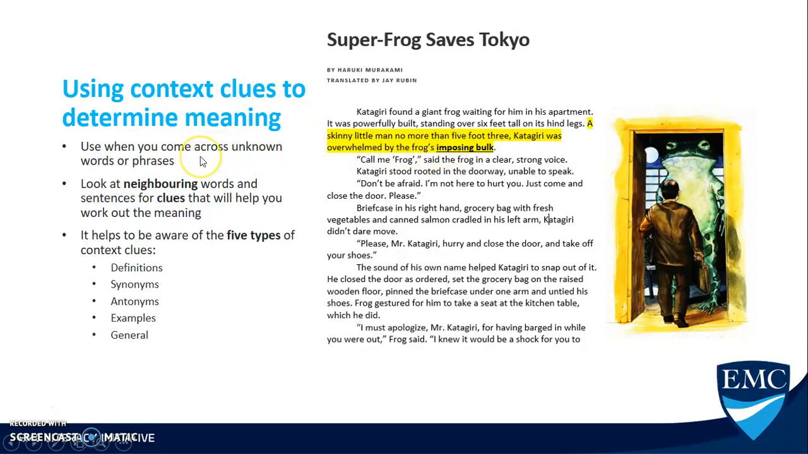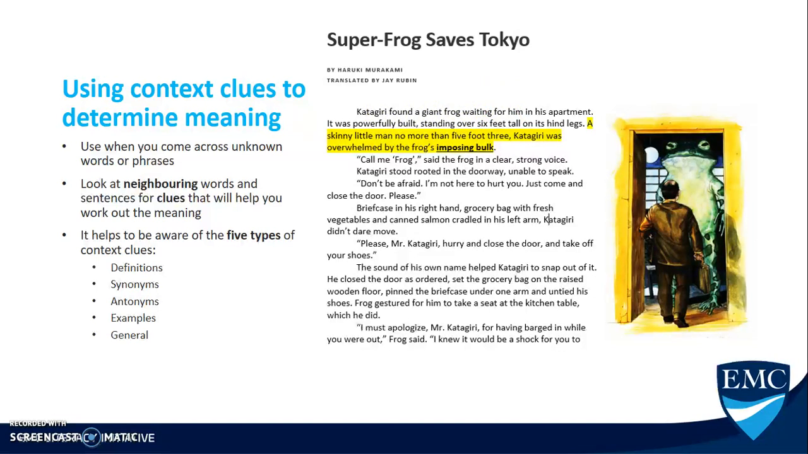Often when you come across these unknown words or phrases, you can look at neighbouring words and the sentences around these words for clues that will help you figure out what they mean. So in this example, our unknown word is imposing bulk. A skinny little man, no more than 5'3", Katagiri was overwhelmed by the frog's imposing bulk. So I would be looking at neighbouring words or words in the nearby sentences to help me figure out what imposing bulk means.